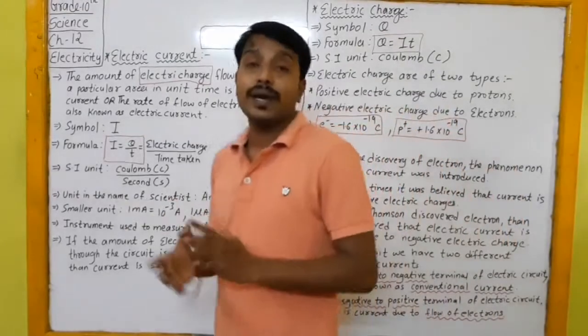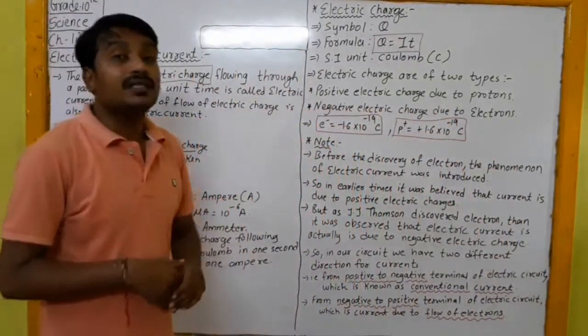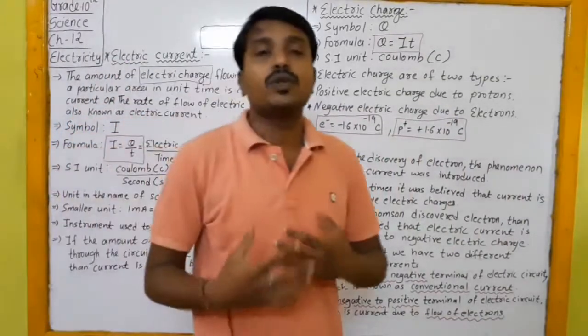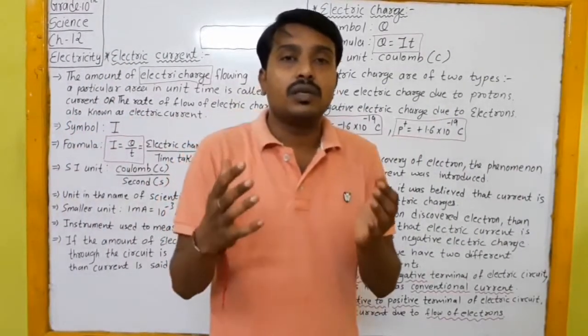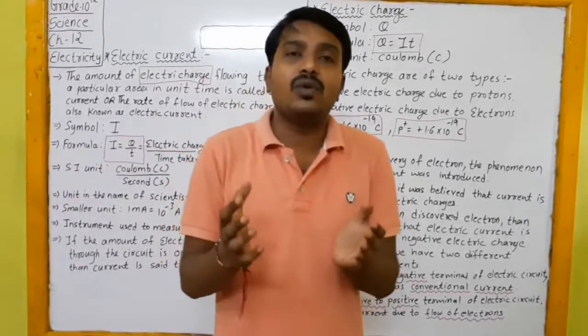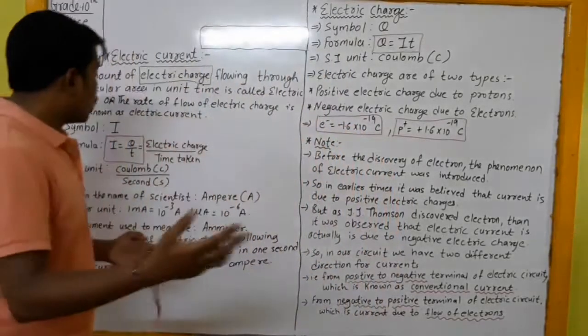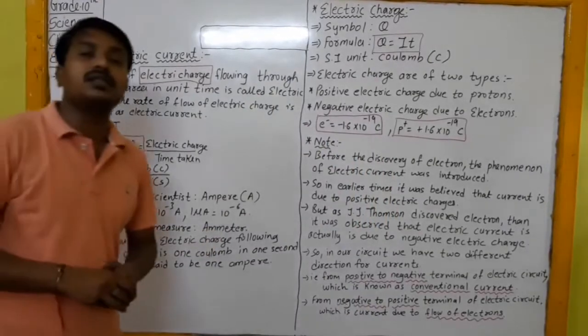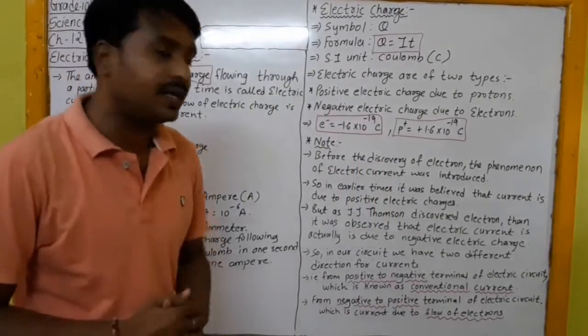Okay. Now the instrument which is used to measure the electric current. Whatever the electric current is flowing through this circuit, suppose I want to calculate its value. So that value I can obtain through an instrument known as ammeter.